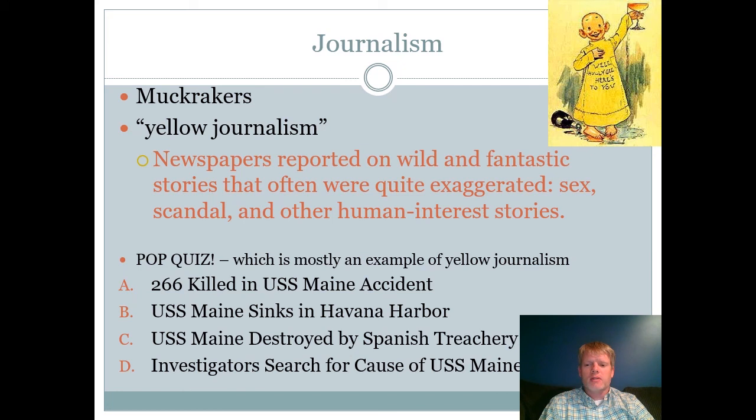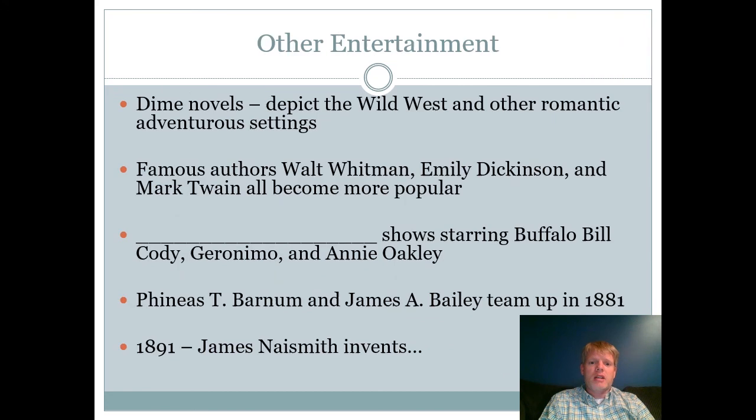Journalism is meant to entertain. But there's also entertainment that starts in the 1890s and continues through the early 1900s, the 20th century. The dime novels, these little easy to read and very inexpensive books about the Wild West and other romantic, adventurous settings. A lot of the folk tales like Davy Crockett and Buffalo Bill and Annie Oakley are publicized as dime novels that anyone can read. We have Walt Whitman, Emily Dickinson, Mark Twain, all becoming more widely read, more popular.